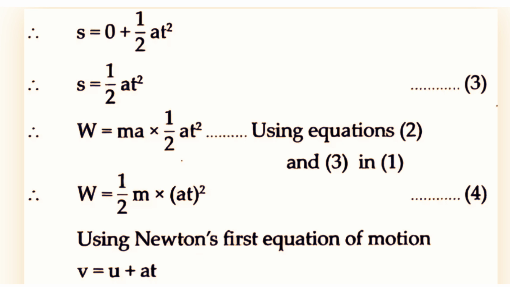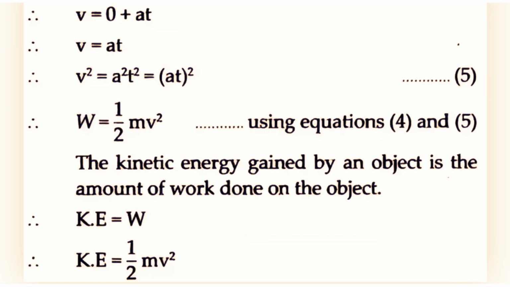Using Newton's first equation of motion, v equals u plus at. Therefore, v equals 0 plus at. Therefore, v equals at. Therefore, v squared equals (at) squared. (5) Therefore, W equals 1/2 m v squared, using equations 4 and 5. The kinetic energy gained by an object is the amount of work done on the object. Therefore, KE equals W.